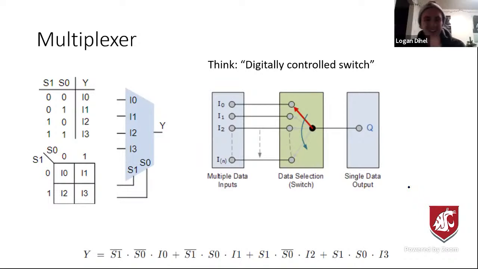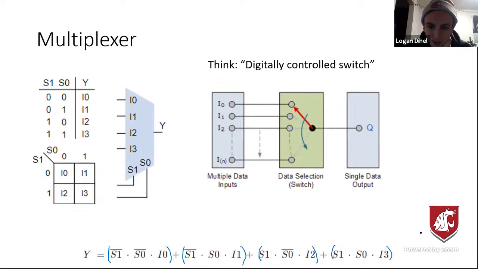Okay. So, yeah, multiplexer. I like to think of this as a digitally controlled switch. So, depending on what the select input is, a 0, 1, 2, or 3, we kind of move an imaginary selector and get one switch. So, here's a normal SOP circuit right here for making a 4-input mux.